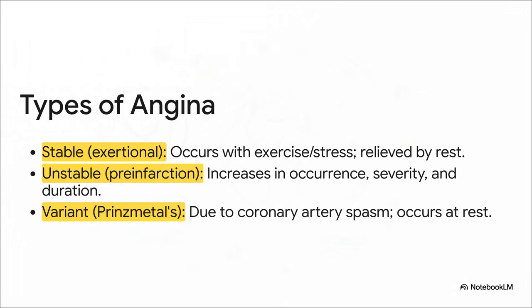Now, you absolutely have to know the difference between these types. Stable angina, it's predictable. Your patient mows the lawn, they get chest pain, they rest, it goes away. But unstable angina, that is a massive red flag. It's a key part of what we call acute coronary syndrome, or ACS. When that pain starts happening more often, gets worse, or shows up at rest, that's a sign that things are getting dangerous and a heart attack could be right around the corner.